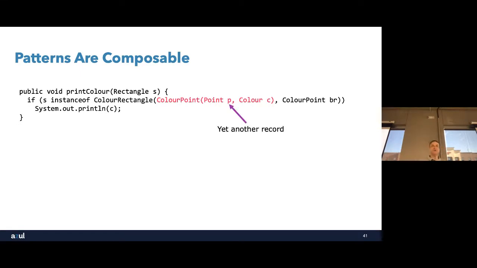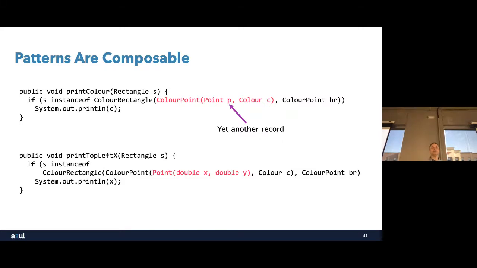So we can compose a little bit further, and we could say, let's create a print top left X method, which takes a rectangle, we'll do the if s instance of, and now we have color rectangle, color point, point, double x, double y, color c, color point br, and print out x. So this is good and bad. This is good because it means we can compose the patterns and we can get access to the individual variables that we want. But this is starting to get messy. How can we improve on that?